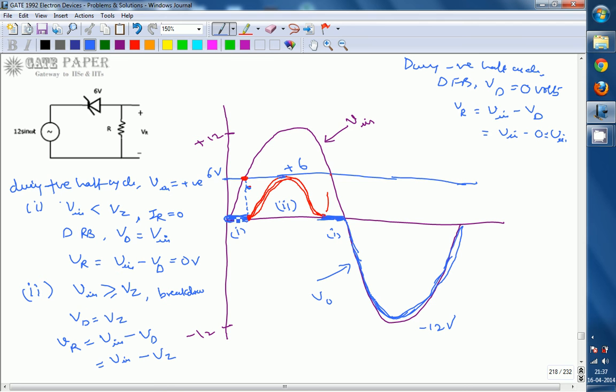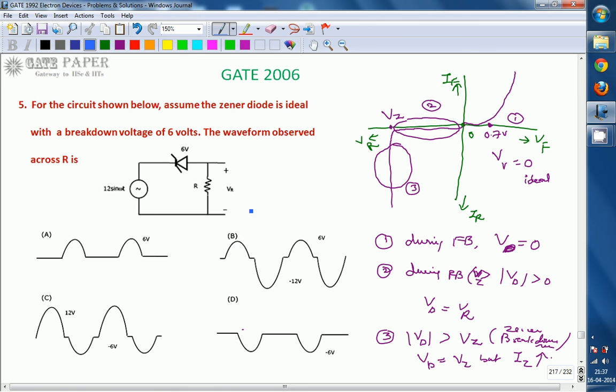During the positive half cycle it will be 0, then increase towards 6 volts, and later turn back towards 0. Whenever the input voltage reaches 6 volts, it maintains 0 voltage during the positive half cycle. During the negative half cycle, the voltage across the resistor simply follows the input signal. So the right option for this question is B, since it goes to a maximum of plus 6 volts and a minimum of minus 12 volts. Thank you.